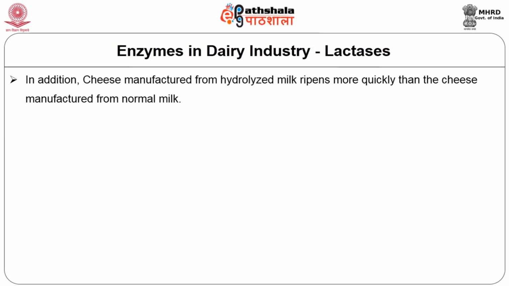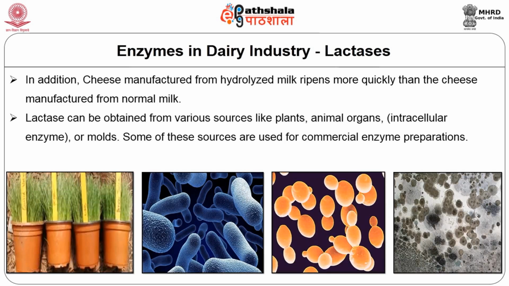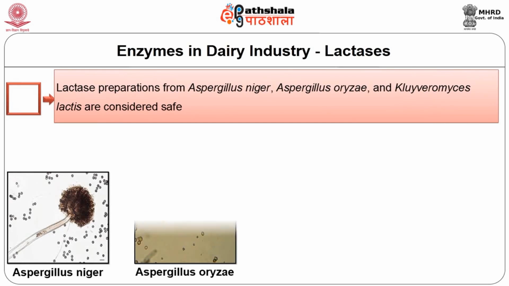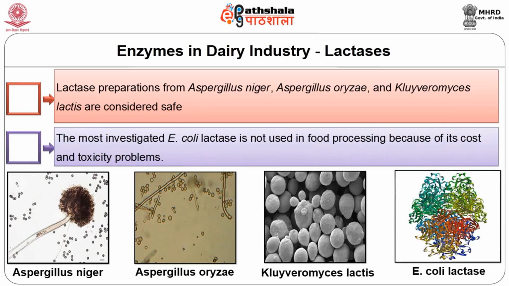Lactase can be obtained from various sources like plants, animal organs, bacteria, yeast, or molds. Some of these sources are used for commercial enzyme preparations. Lactase preparations from Aspergillus niger, Aspergillus oryzae and Kluyveromyces lactis are considered safe because these sources already have a history of safe use and have been subjected to numerous safety tests. The most investigated E. coli lactase is not used in food processing because of its cost and toxicity problems.